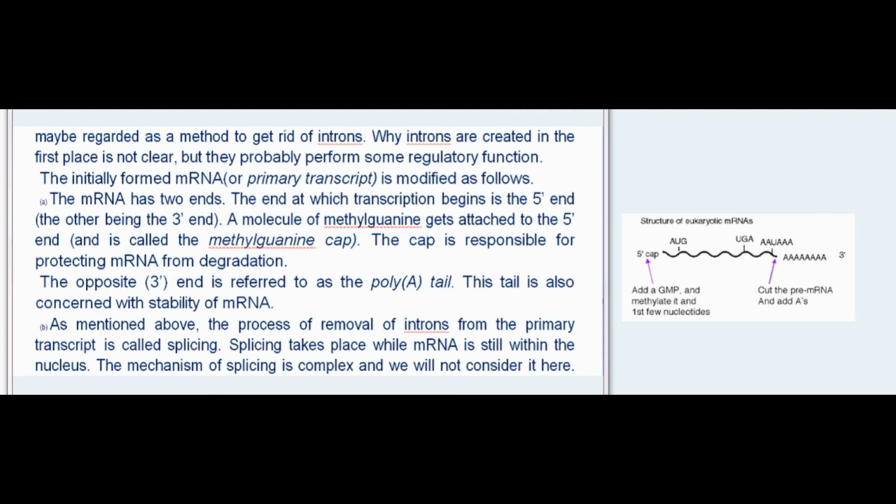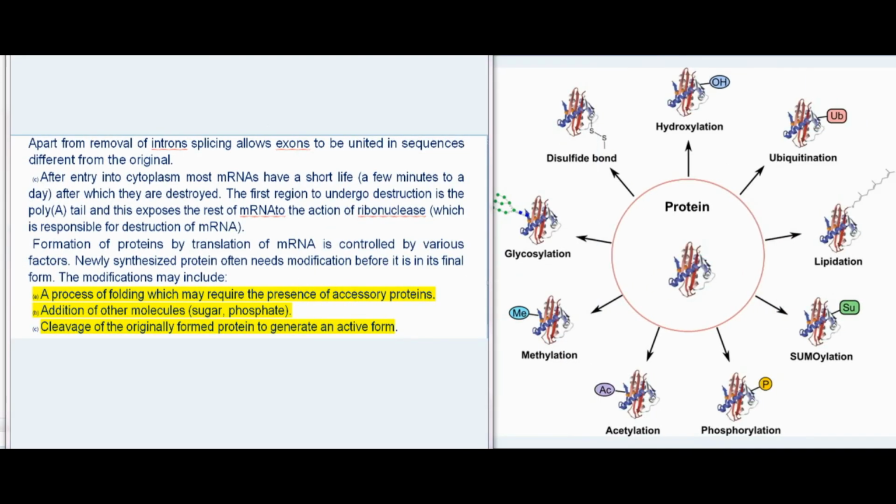A molecule of methylguanine gets attached to the 5' end, and is called the methylguanine cap. The cap is responsible for protecting mRNA from degradation. The opposite, 3' end, is referred to as the tail. This tail is also concerned with stability of mRNA. B. As mentioned above, the process of removal of introns from the primary transcript is called splicing. Splicing takes place while mRNA is still within the nucleus. The mechanism of splicing is complex and we will not consider it here. Apart from removal of introns, splicing allows exons to be united in sequences different from the original.